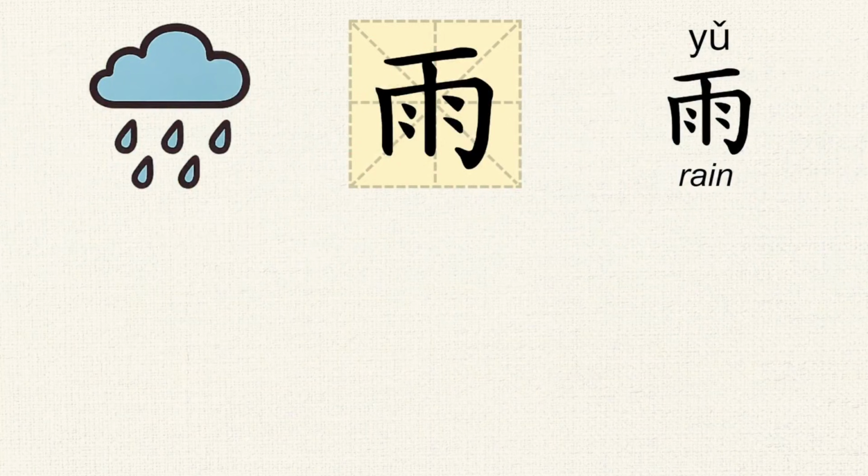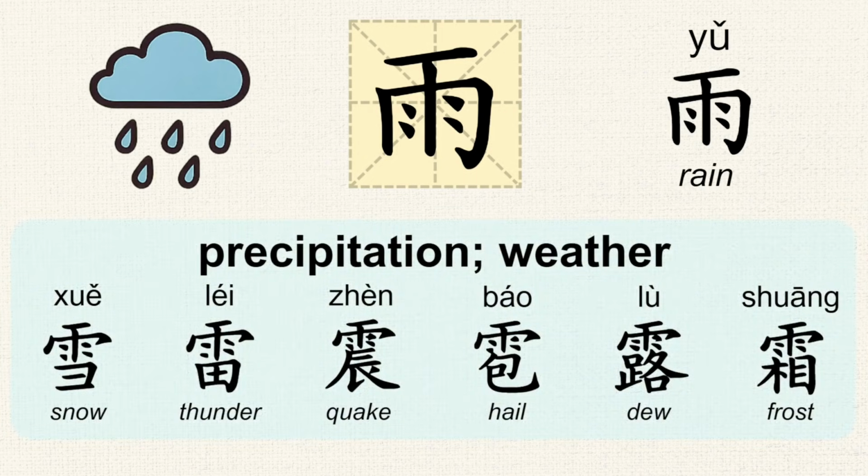And lastly, we have the character for rain, yu. As a radical, it refers to different kinds of precipitation or just weather in general. Xue, as in xiaxue, is to snow. Lei, as in dalei, is to thunder. Zhen means to shake or quake. Bao, as in bingbao, means hail. Lu is dew, the tiny water drops you find on plants in the morning. And its frozen equivalent, frost, is called shuang.